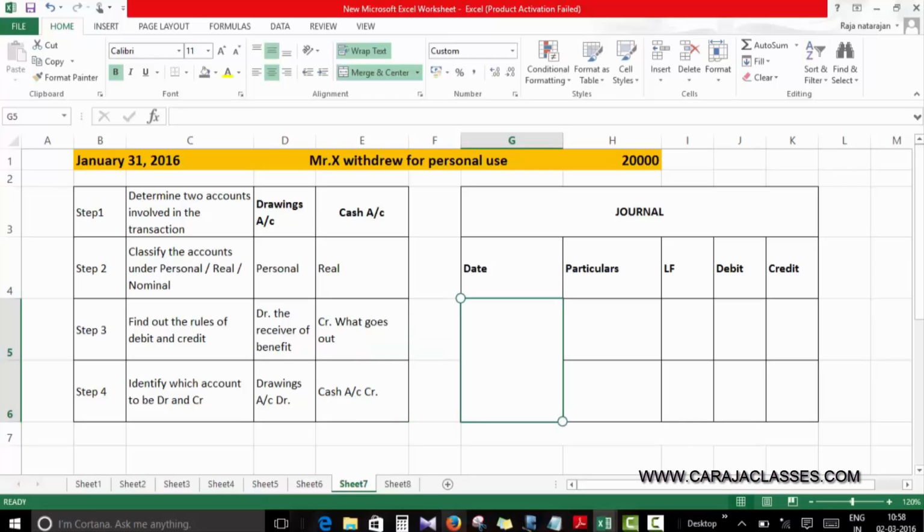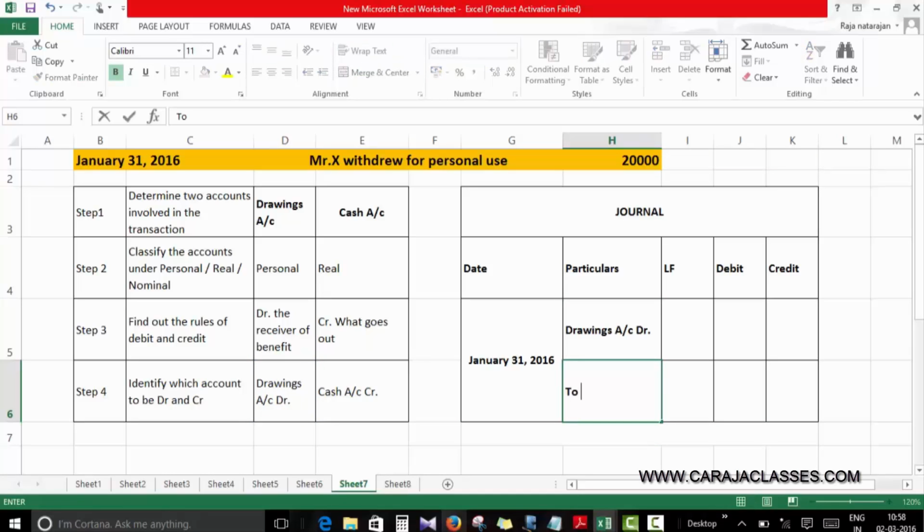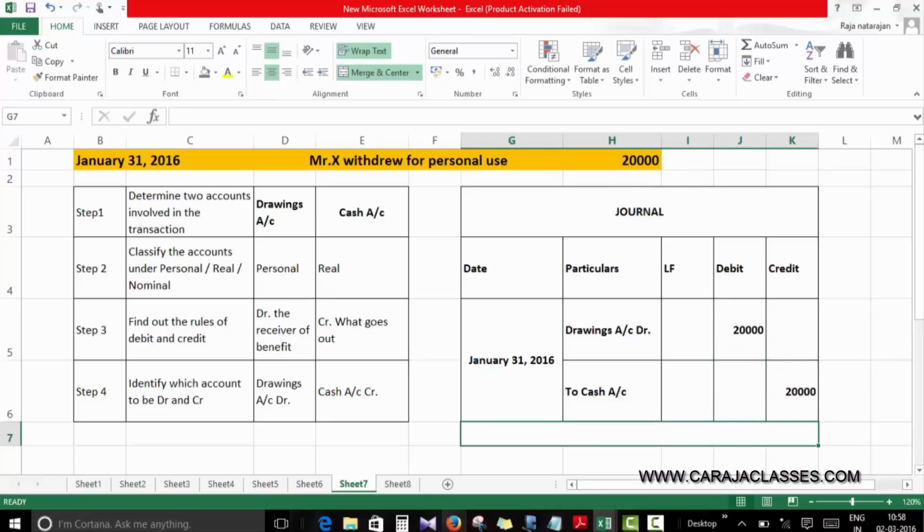So now let me capture the date of the transaction. The transaction happened on 31st Jan 2016. The account to be debited is drawing account and the credit should go to cash account. So what is the amount involved? It is 20,000 and credit is also 20,000. So we can give the narration being amount withdrawn. Let me put it: being amount withdrawn for personal use.